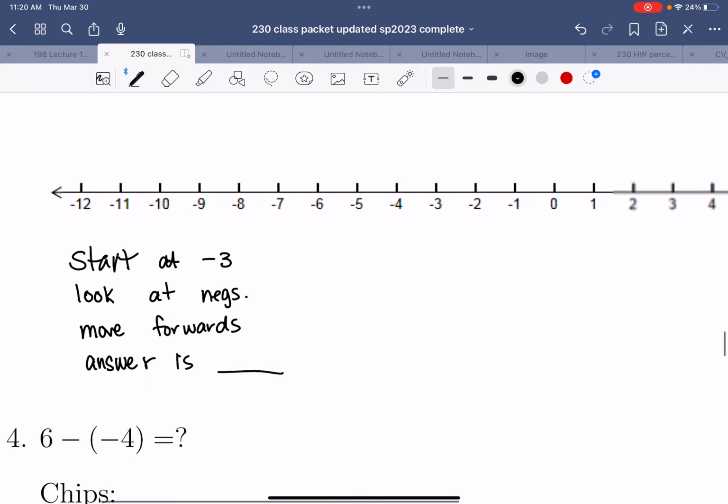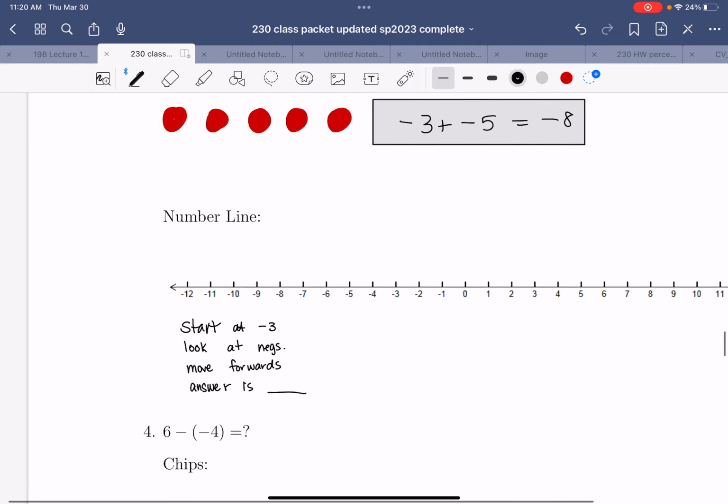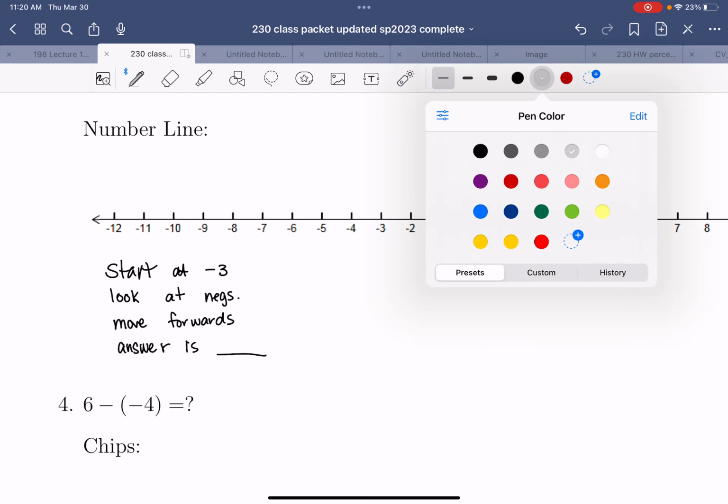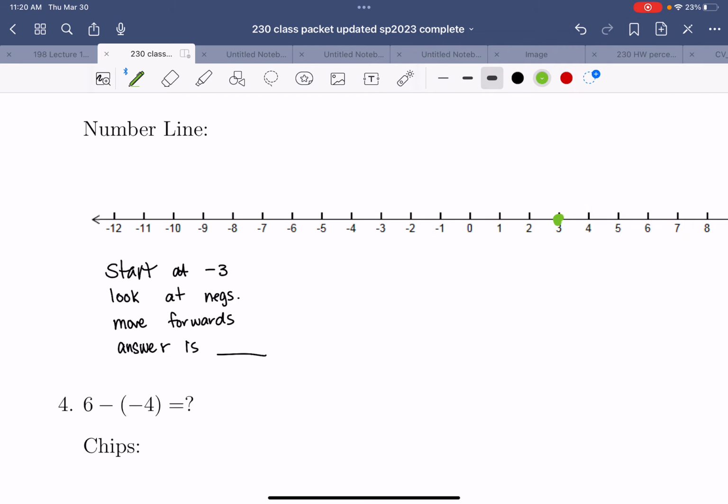All right. So, again, we are starting at -3. Right here. Oh, wait, that's +3. Let's start at -3. There we go. We're going to look in the direction of the negatives. So the negatives are mostly over this direction. So we're going to look there, and we're going to move forward 5 times. So 1, 2, 3, 4, 5, and we land right here on -8. So -3 plus -5 is -8.